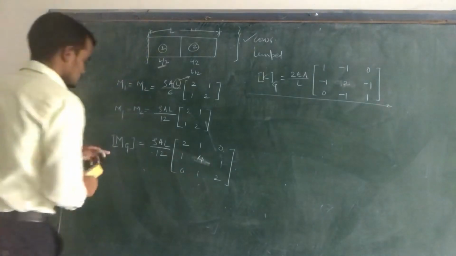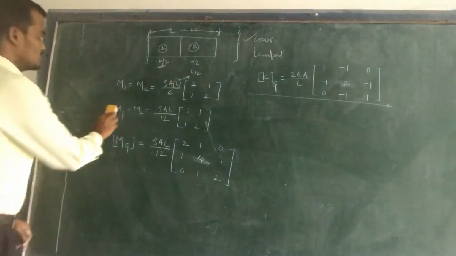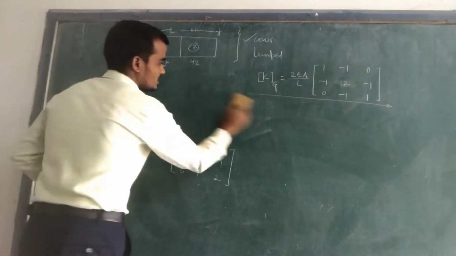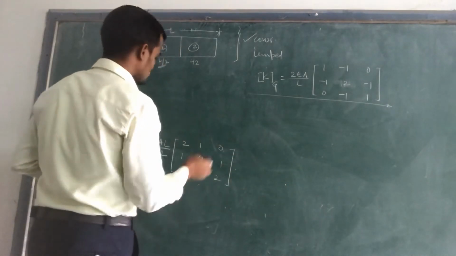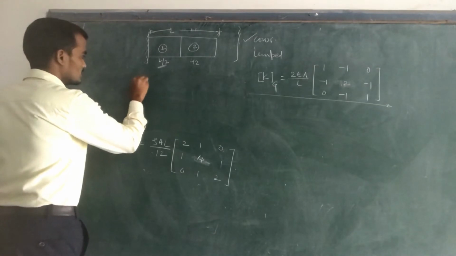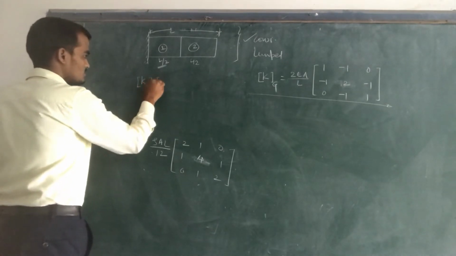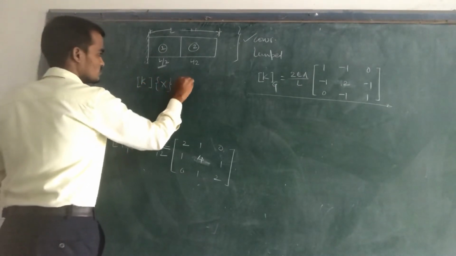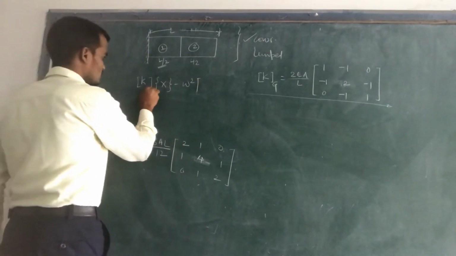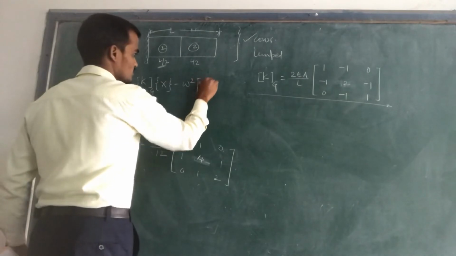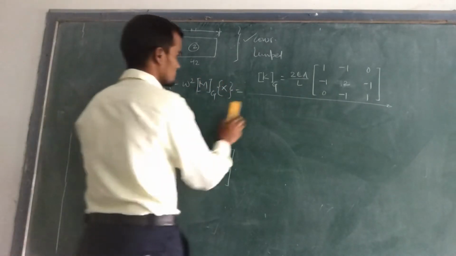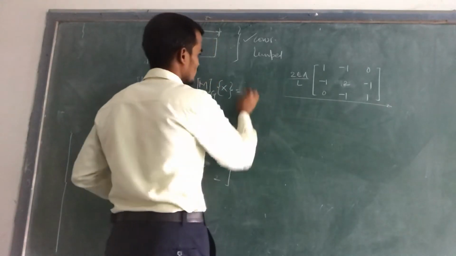So finally this is your mass matrix. Now we need to write down both of these matrices into this equation, that is, K times x minus omega square times M_G times x is equal to your boundary conditions.